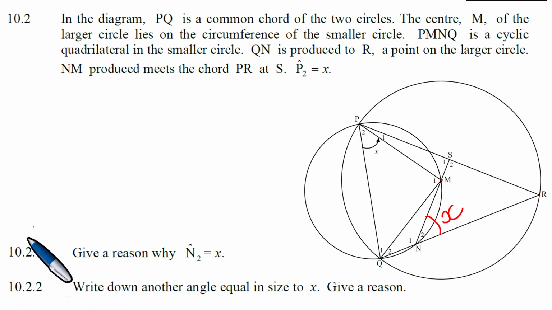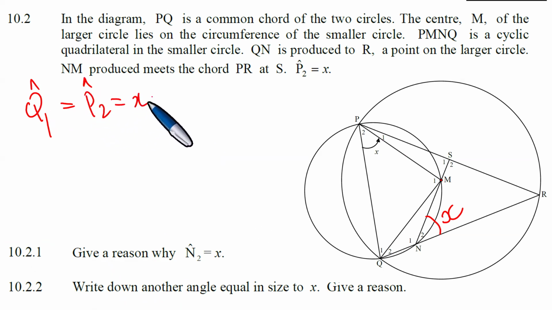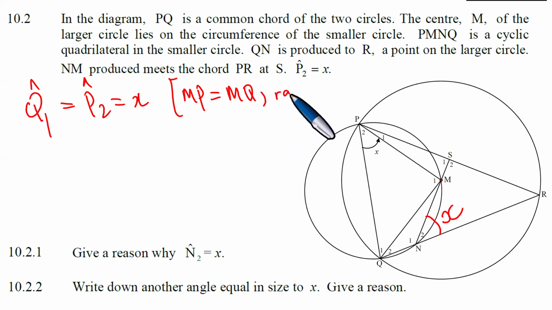So we can see that the angle Q1 equals the angle P2, which is equal to x. Why? Because MP is equal to MQ, radii. MP is equal to MQ, radii.